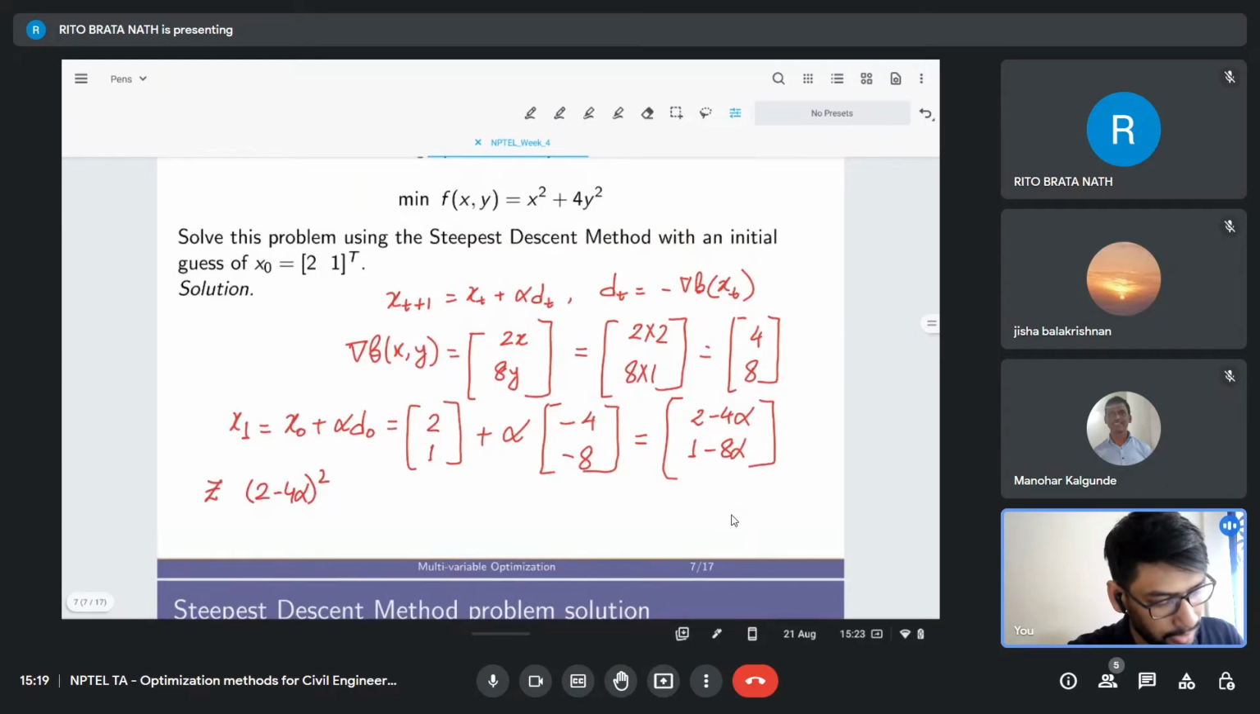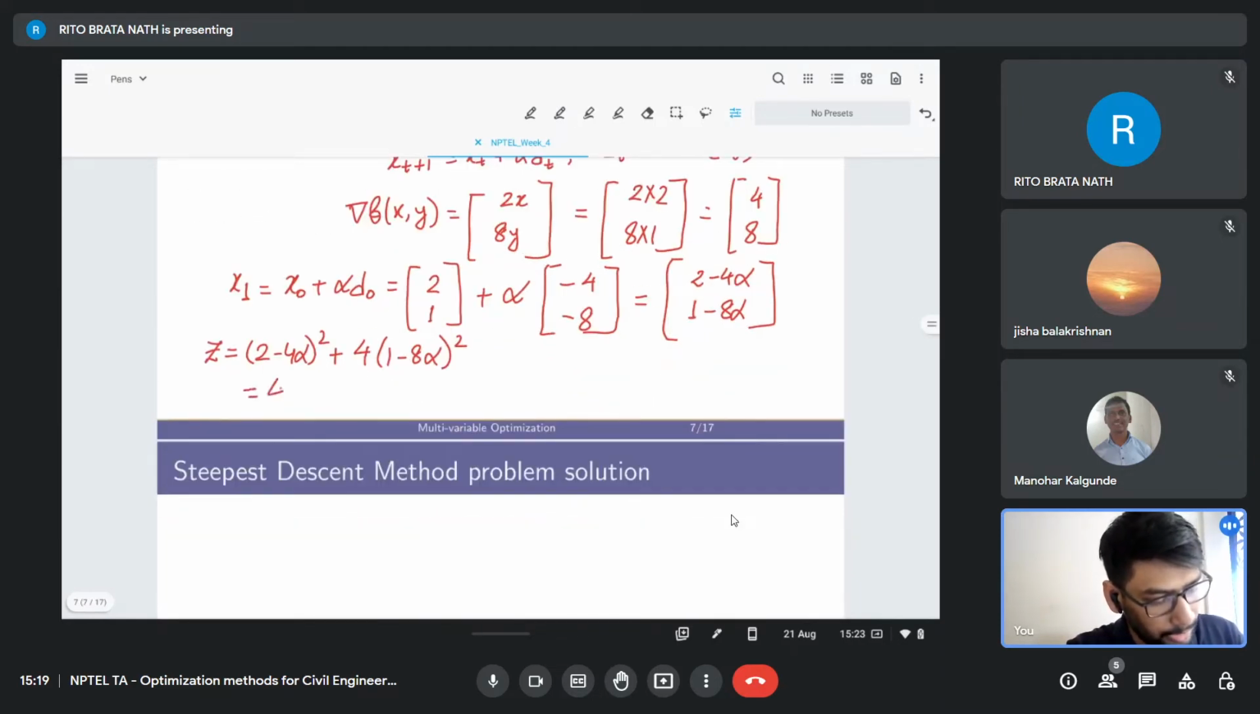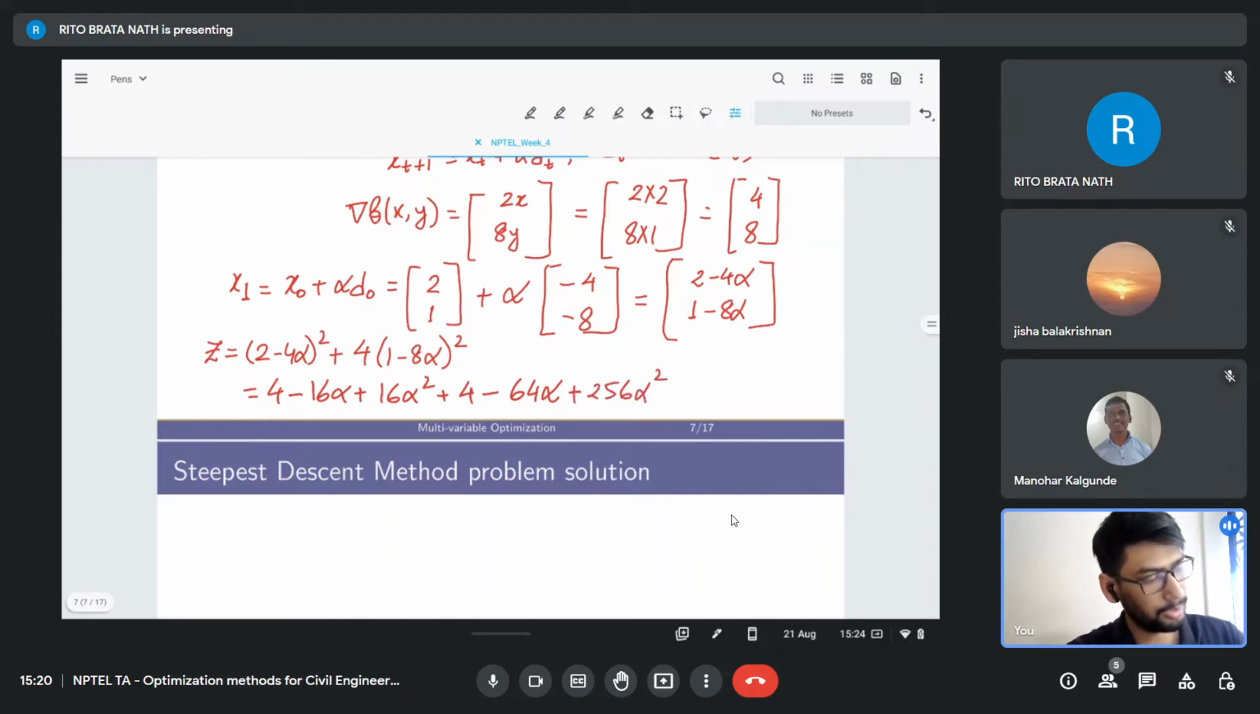So what you will get is (2 minus 4 alpha) squared, plus 4 times (1 minus 8 alpha) whole squared. So what you are left with is 4 minus 16 alpha plus 16 alpha squared plus 4, then minus 16 alpha times 4, so this is 64 alpha, and then 64 alpha squared times 4. And you will have an expression in terms of alpha.